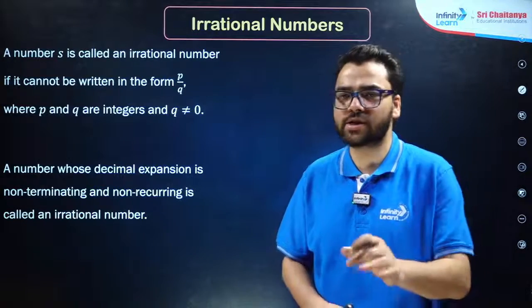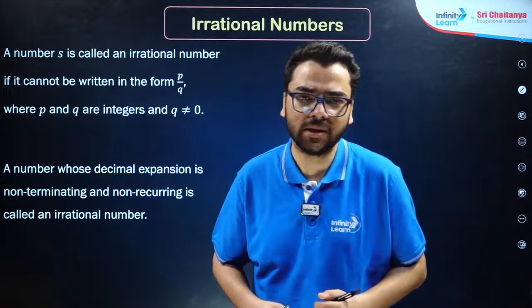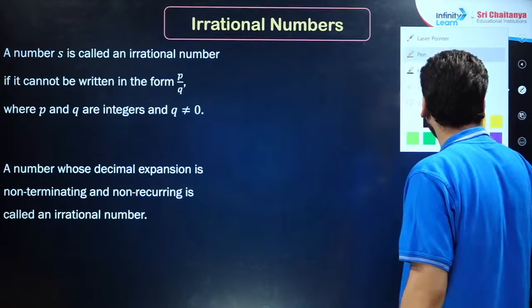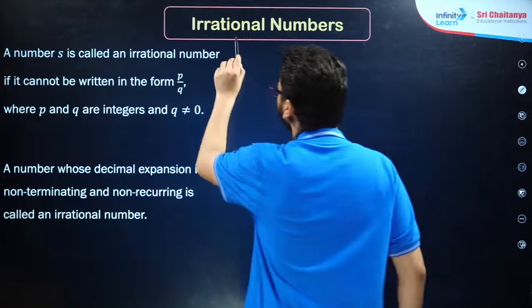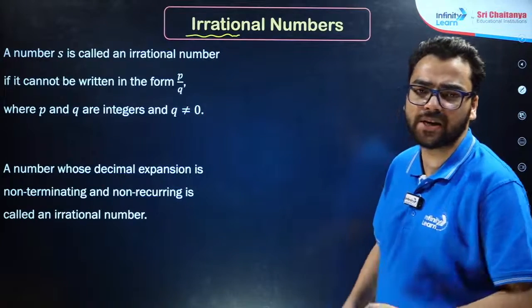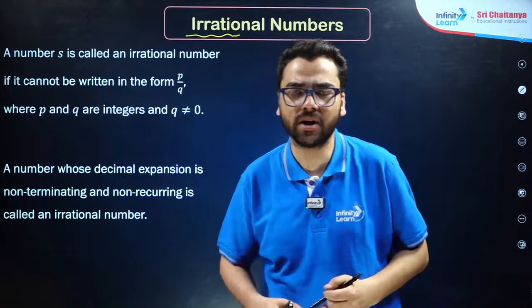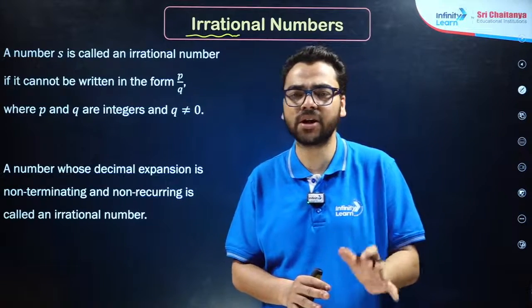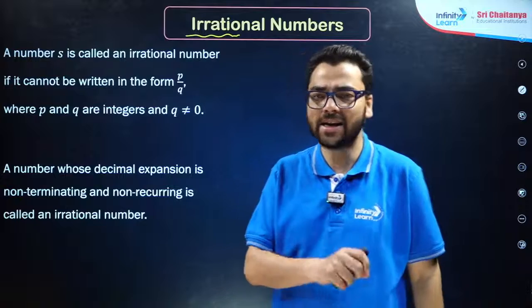Right, now let us talk about irrational numbers. As the name itself says, irrational. It means numbers which cannot be written in the form of a ratio of two integers. They are called irrational numbers. A number which cannot be written in the form of a ratio of two integers is an irrational number.